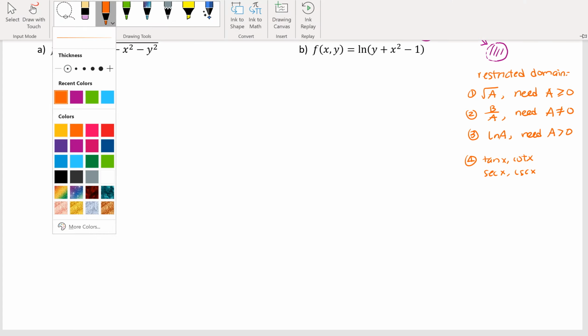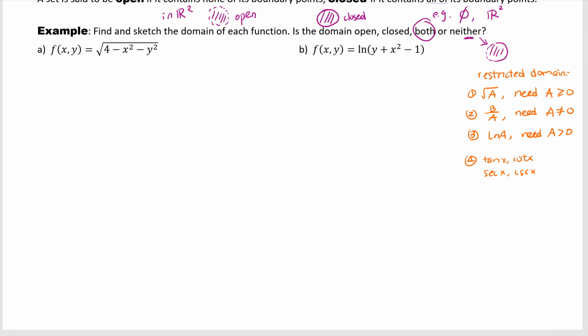A. Okay, so do we have square roots? Yes. Then what do we need? We need the things inside the square roots to be greater than or equal to 0. So let's move the x squared and y squared to the right hand side. Then we have x squared plus y squared. Right? It's like you add x squared on both sides and you add y squared on both sides. Well, this is the same as x squared plus y squared less than or equal to 4.